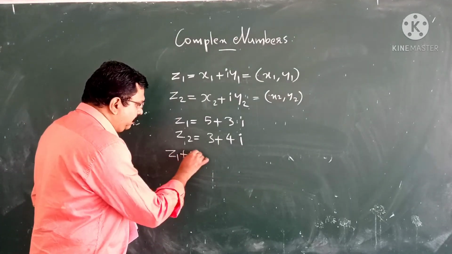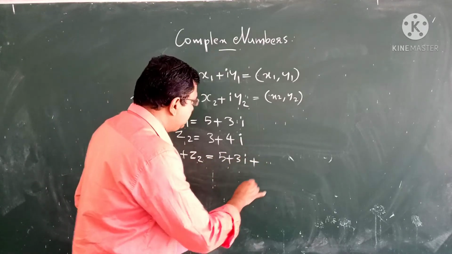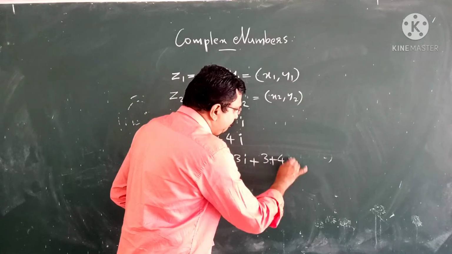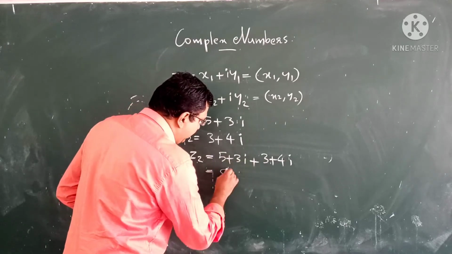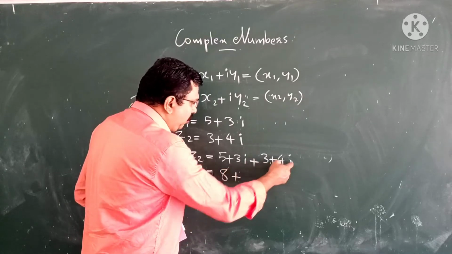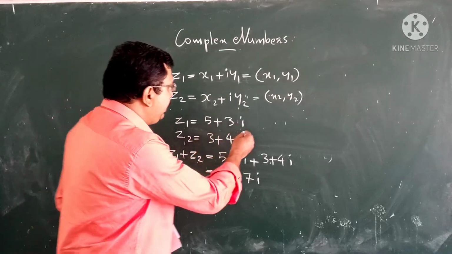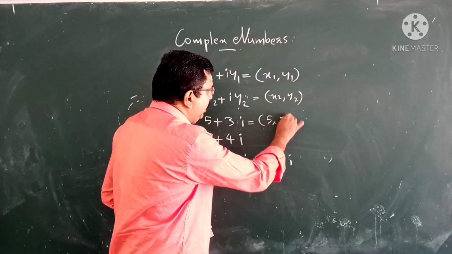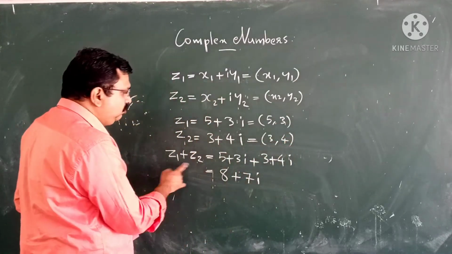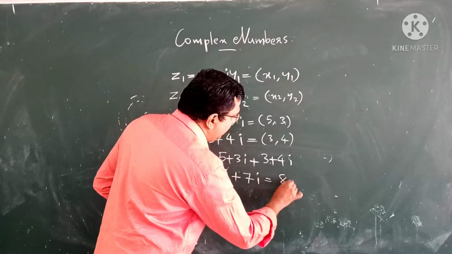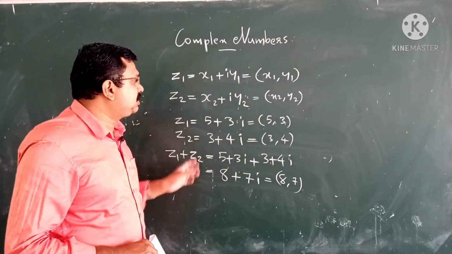Then z1 plus z2 equal to 5 plus 3i plus 3 plus 4i. This 5 and 3 we can add, that is equal to 8, plus 3i plus 4i, that is equal to 7i. Here 5 plus 3i can be written as (5, 3) and 3 plus 4i can be written as (3, 4). Then z1 plus z2 is equal to (8, 7). This is the best example for addition of two complex numbers.